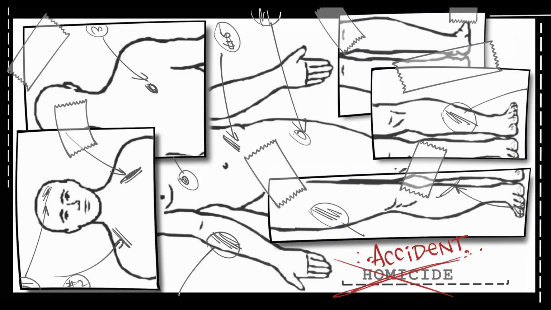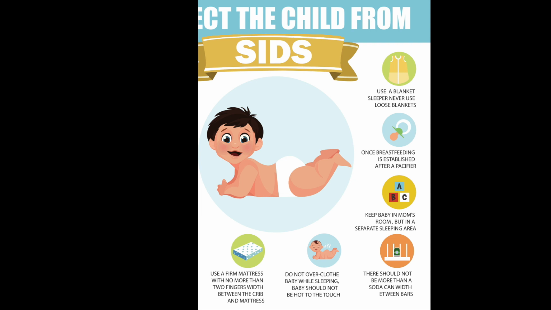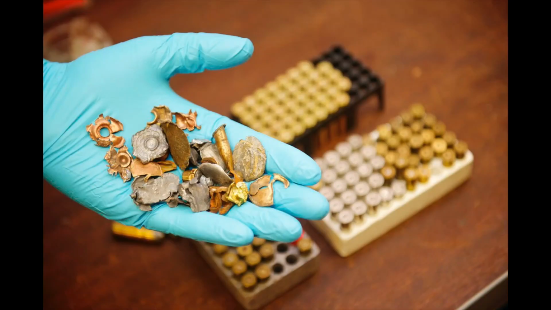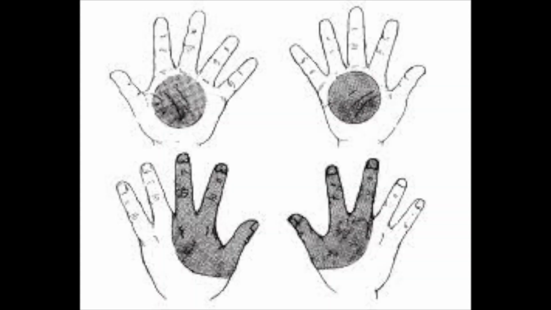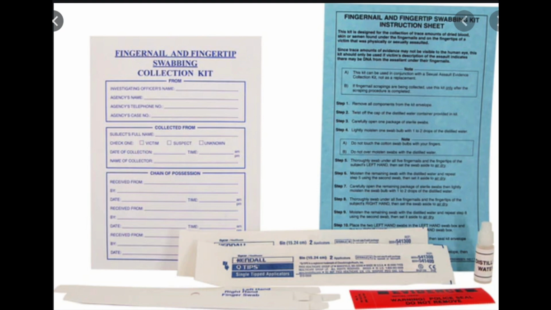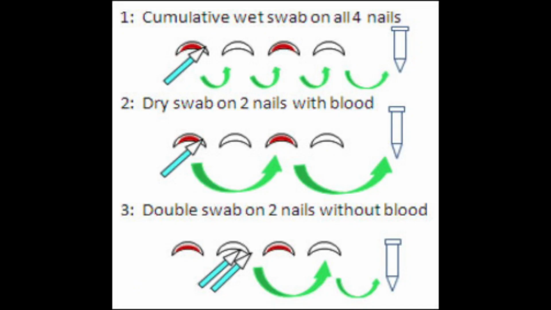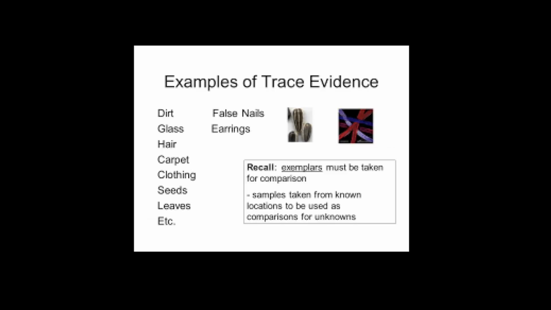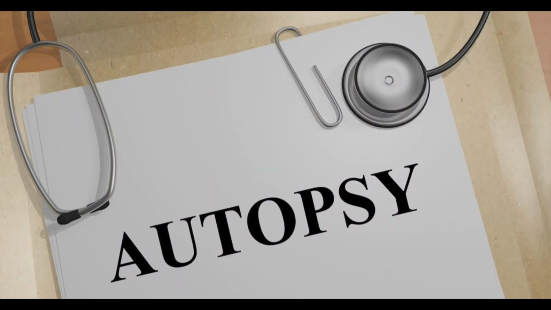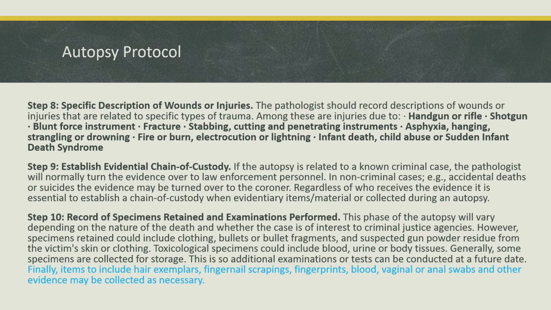Step 10, record of specimens retained and examinations performed. This phase of the autopsy will vary depending on the nature of the death and whether the case is of interest to criminal justice agencies. However, specimens retained could include clothing, bullets or bullet fragments, and suspected gunpowder residue from the victim's skin or clothing. Toxicological specimens could include blood, urine, or body tissues. Generally, some specimens are collected for storage. This is so additional examinations or tests may be conducted at a future date. Finally, items to include hair exemplars, fingernail scrapings, fingerprints, blood, vaginal and anal swabs, and other evidence may be collected as necessary.